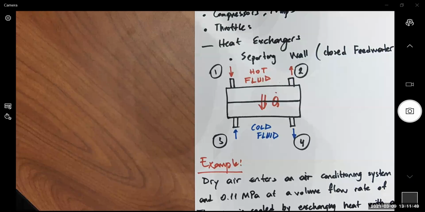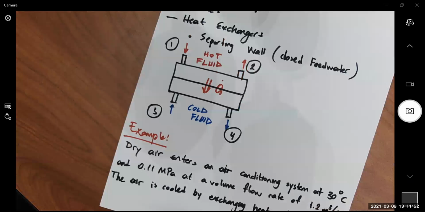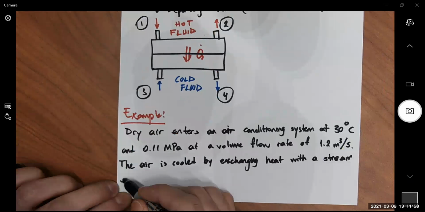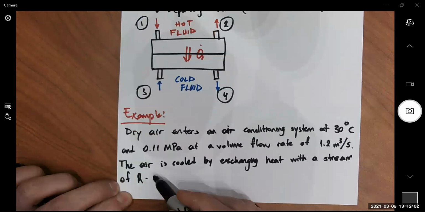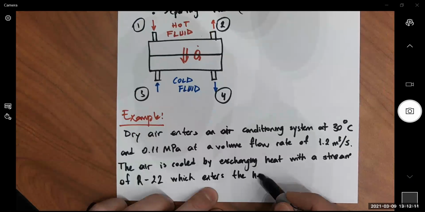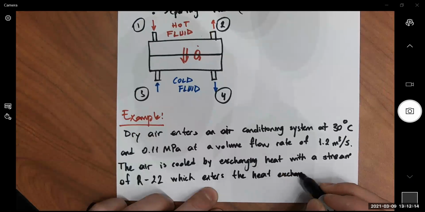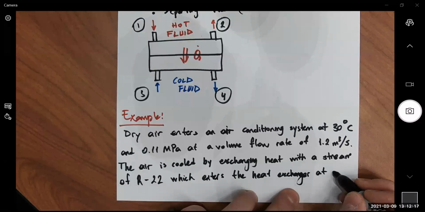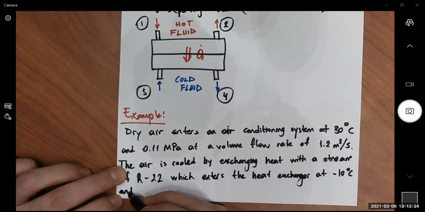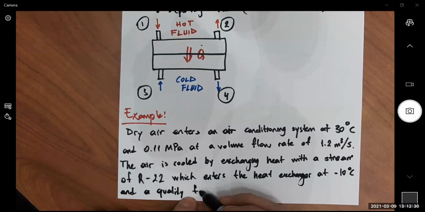with a stream of refrigerant 22, which enters the heat exchanger at -10 Celsius and a quality factor of 20%.